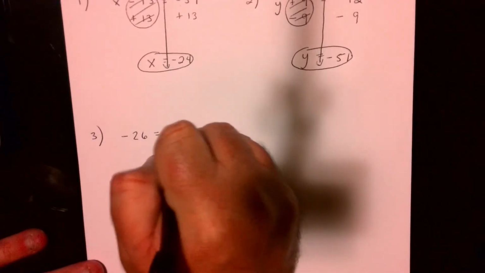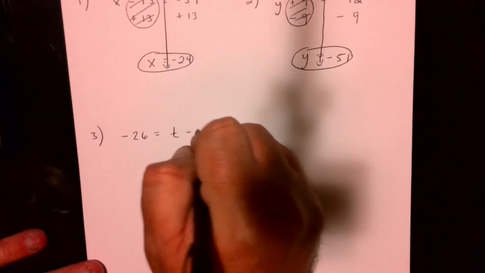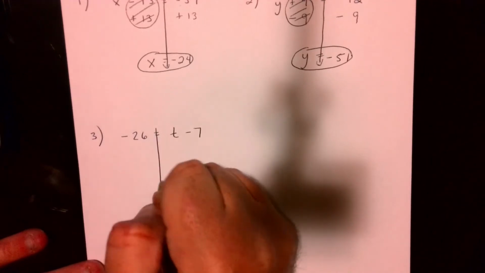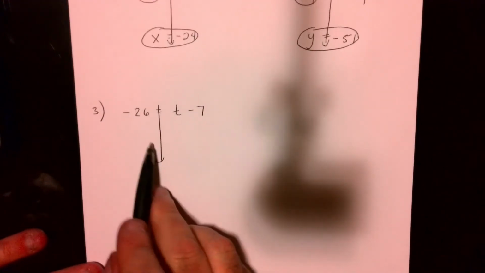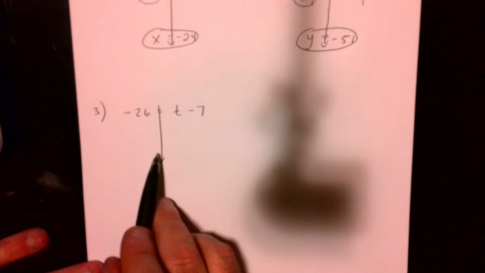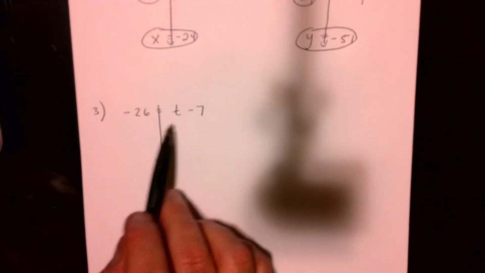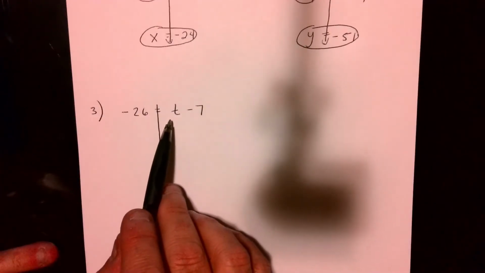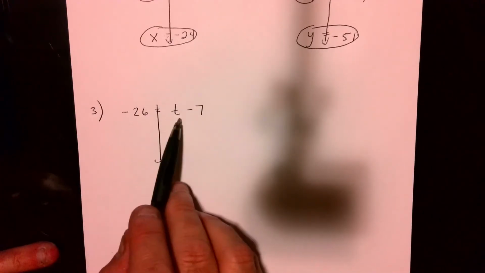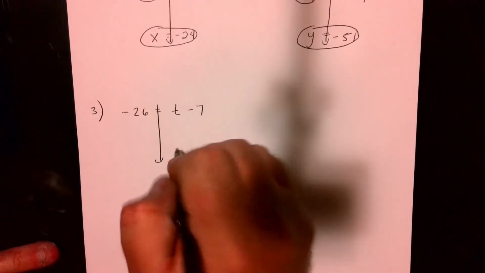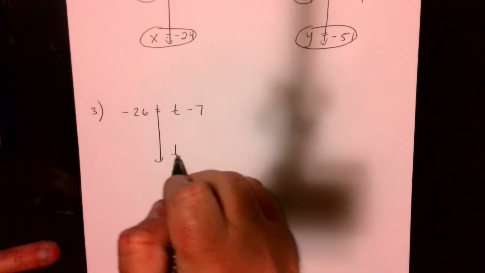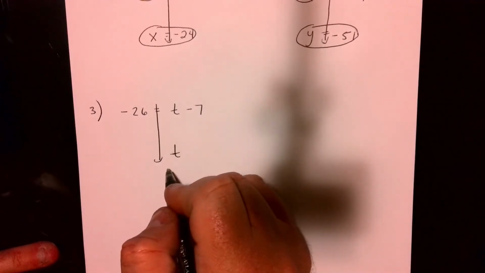Negative 26 equals t minus 7. Notice I already started by breaking the problem in half to get a right hand side and a left hand side. This time we're solving for the variable t. T's on the right hand side. That doesn't matter. We want t to be the only thing then on the right hand side.